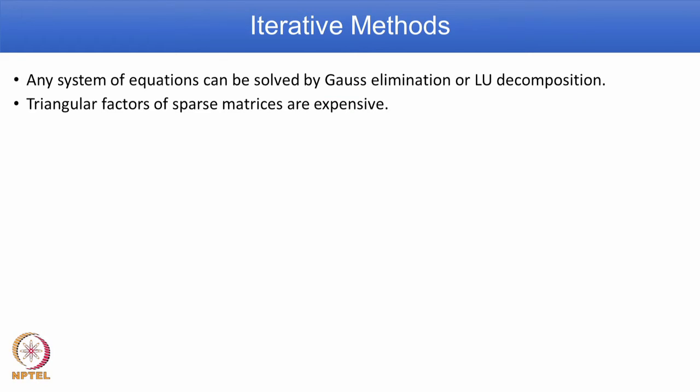There are other issues. For example, triangular factors of a sparse matrix. A sparse matrix is one where you are not able to identify the matrix in some form; it has elements distributed throughout, with values distributed here and there in the coefficient matrix. Such a matrix is called a sparse matrix, and triangular factorization of a sparse matrix is usually very expensive.